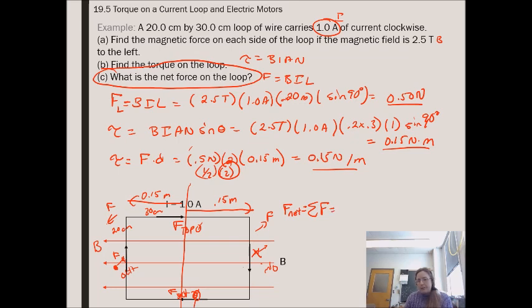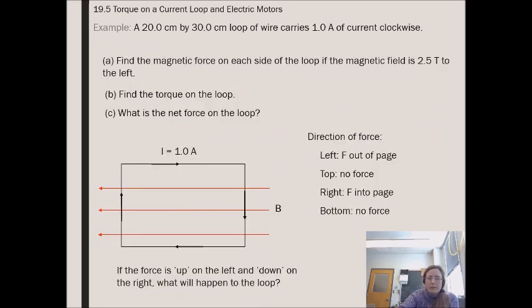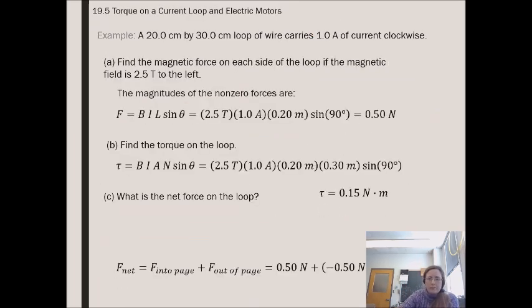Okay, hopefully you figured this out, that we have basically 0.5 newtons out of the page and 0.5 newtons into the page. So we're going to call this one positive and we're going to call this one negative. So if I have plus 0.5 newtons and minus 0.5 newtons, we end up with a net force of 0 newtons. So this thing won't go anywhere, but it will spin around. And here are all those values again.